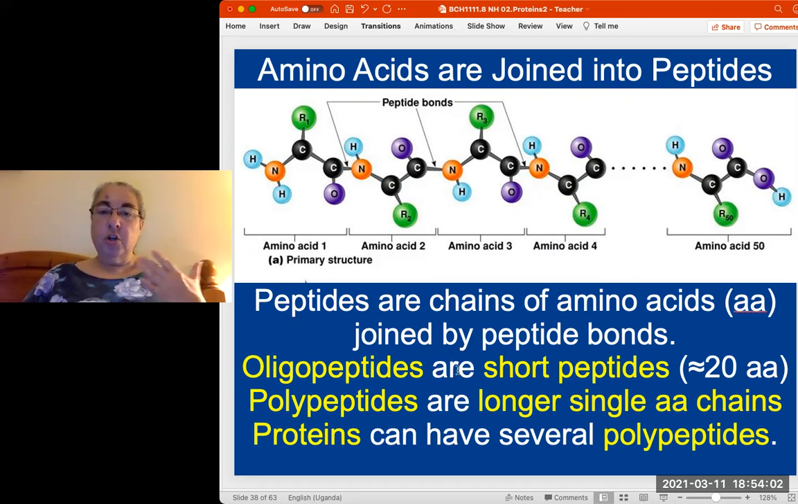Oligopeptides or short peptides, less than about 20 amino acids, and polypeptides are longer single chains of amino acids, up to hundreds of amino acids. And a whole protein can be made up of several polypeptide chains. Okay, so I'm going to be talking about peptides a lot, peptides and polypeptides. So please do understand what those words mean.